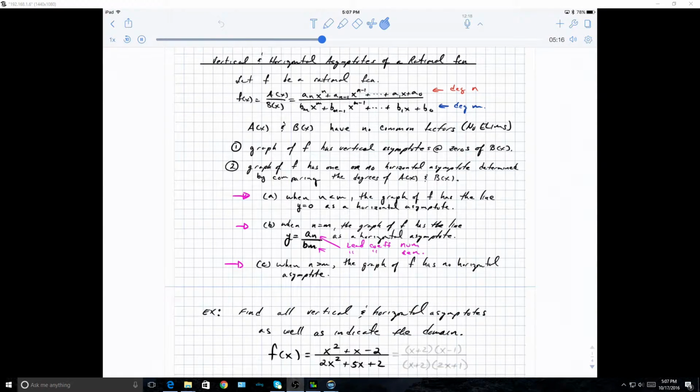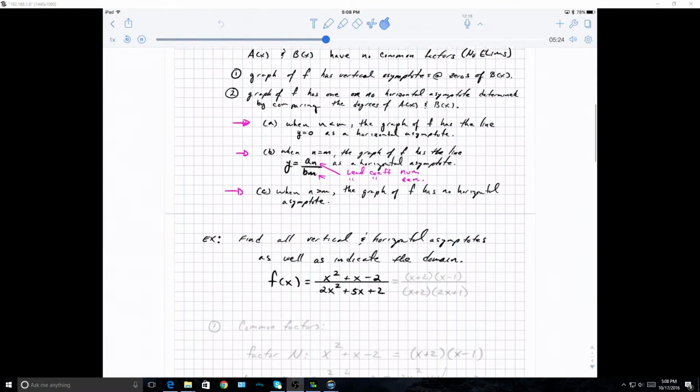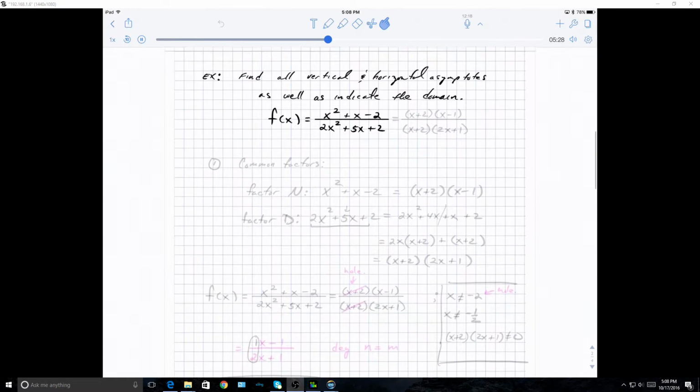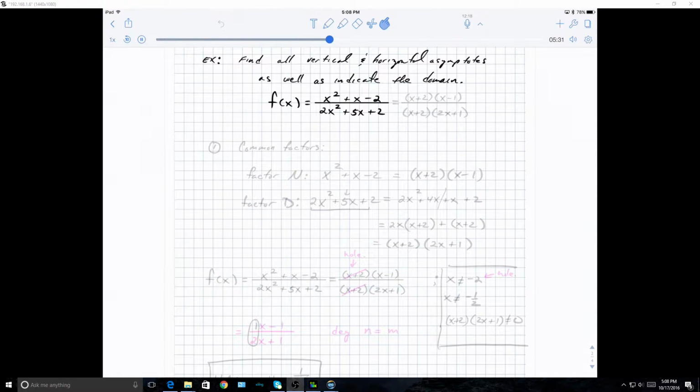So if we look at an example here, we want to find all the vertical and horizontal asymptotes as well as indicate the domain of f. So we have f of x equals the rational function x squared plus x minus 2, all divided by 2x squared plus 5x plus 2.